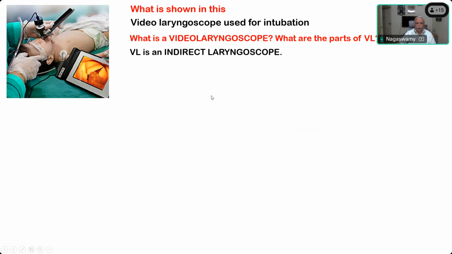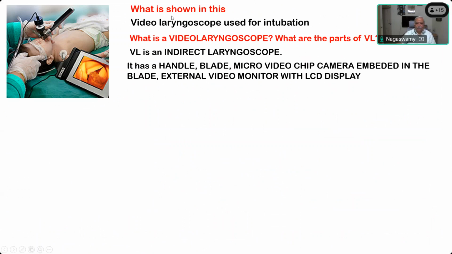The parts are, all of you are using the Macintosh laryngoscope. All these things you are all using? Yes, sir. Then you must know the names. Parts of whatever instrument you are using, you should know about them thoroughly. So it has a handle, it has a blade, it has a micro video chip camera embedded at the tip of the blade. It has an external video monitor with a liquid crystal display or LCD display. Okay, so 4 parts: handle, blade, which has a micro video chip, and there is a monitor. These are the components.